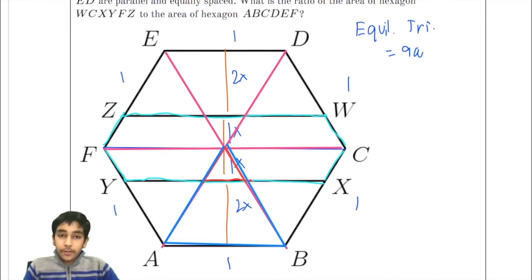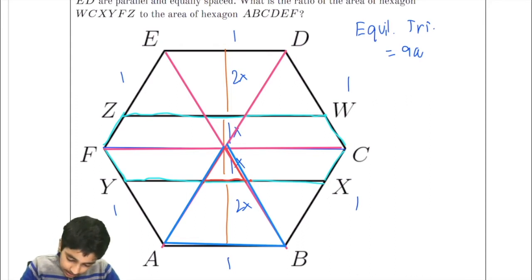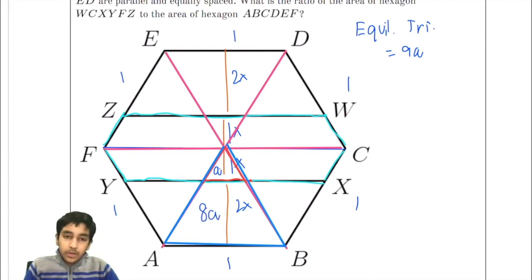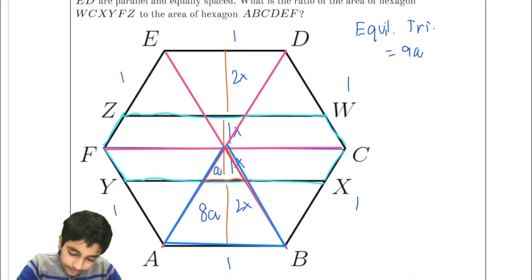Okay, so we know the ratio is 1 to 3 and 1 to 9. Now what can we do? You can see that if this is A, this is going to be 9A, because the total area is 9A, right? So we can see that the ratio of the smaller equilateral triangle to the bigger one is 1 to 9. Now let's take a look at the equilateral triangle to the left of this.